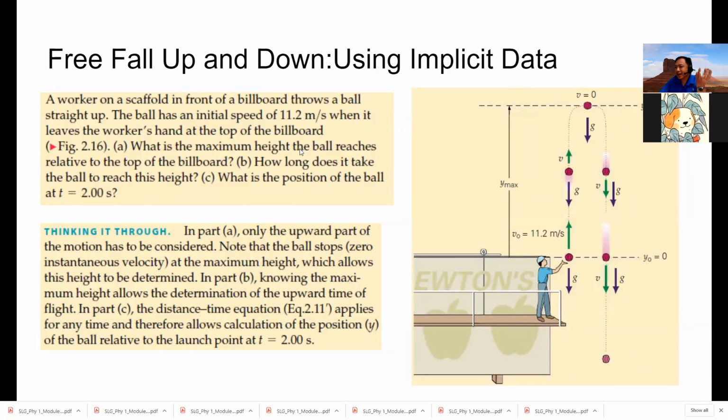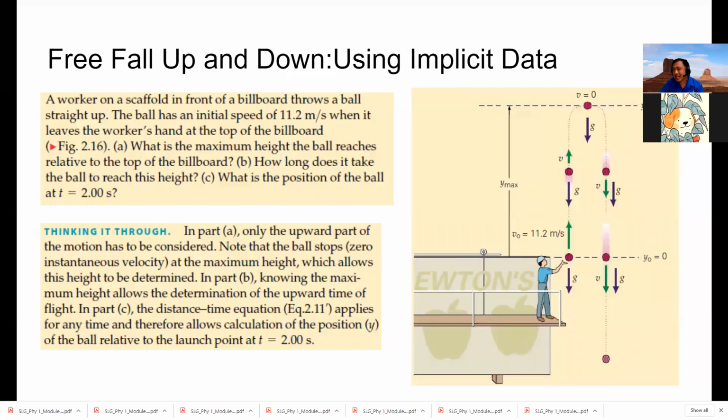So it's thrown straight up, meaning the initial velocity is positive. Okay, the ball has an initial speed of 11.2 meters per second when it leaves the worker's hand at the top of the billboard. So what is the maximum height the ball reaches relative to the top of the billboard? So the maximum height, take note, is a turning point. So when you say turning point, the object changes direction. So in that case, it momentarily stops there at the maximum height.